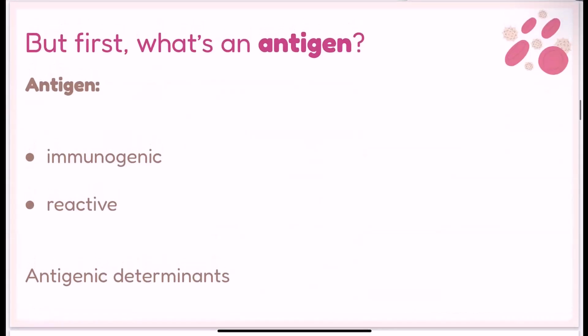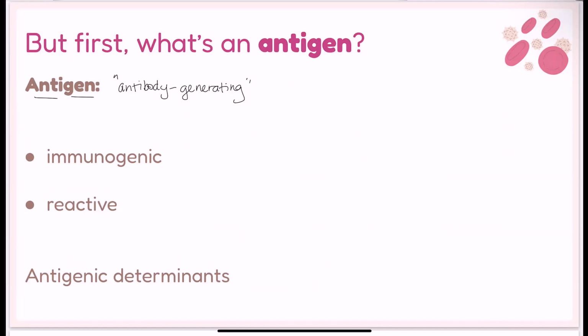Before we can discuss the specifics about the adaptive immune system, first we have to know exactly what antigens are. Antigens are antibody generating substances. They're usually foreign invaders because they're things that the body considers non-self. There's some characteristics about antigens that I want you to know about.